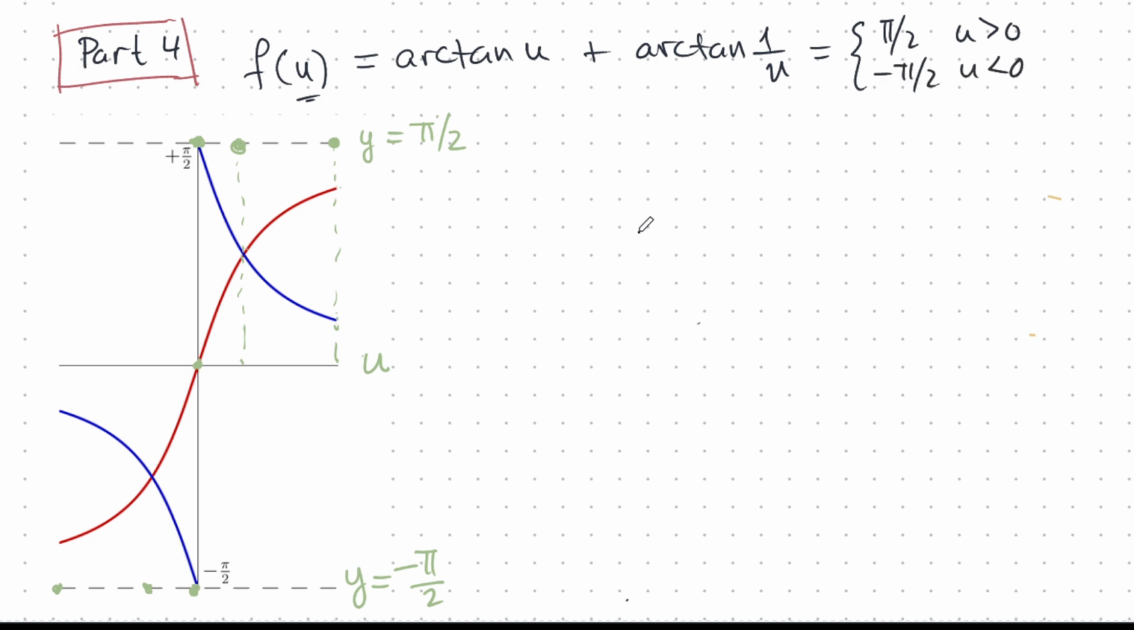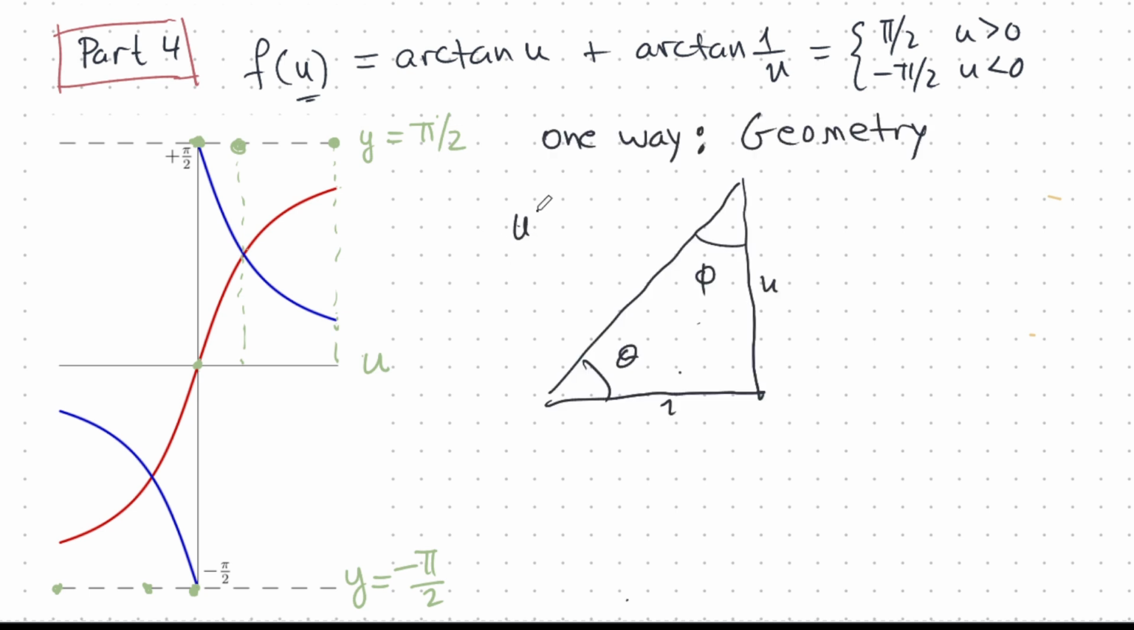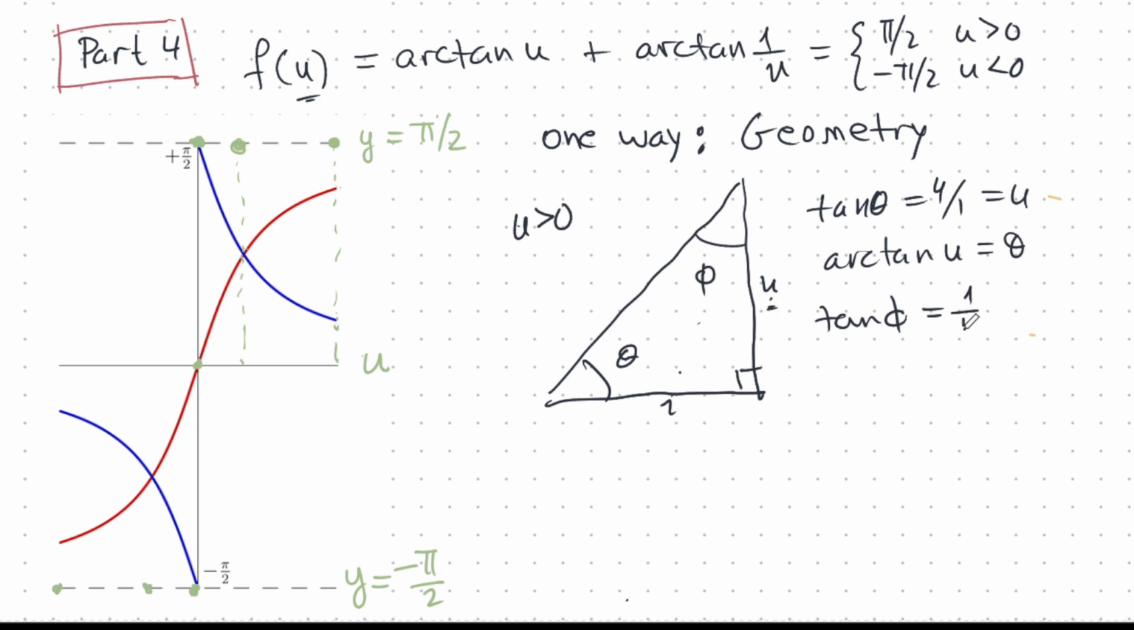Okay, how can we prove this? Well, I'm going to prove it for the positive part of the real line. We'll take a right angle triangle with sides 1 and u, and angles theta and phi. Let's look at tangent theta. Tan theta is u over 1, and that's u. So arctan u is theta. And tangent phi, that's opposite over adjacent, that's 1 over u. So arctan 1 over u is phi.